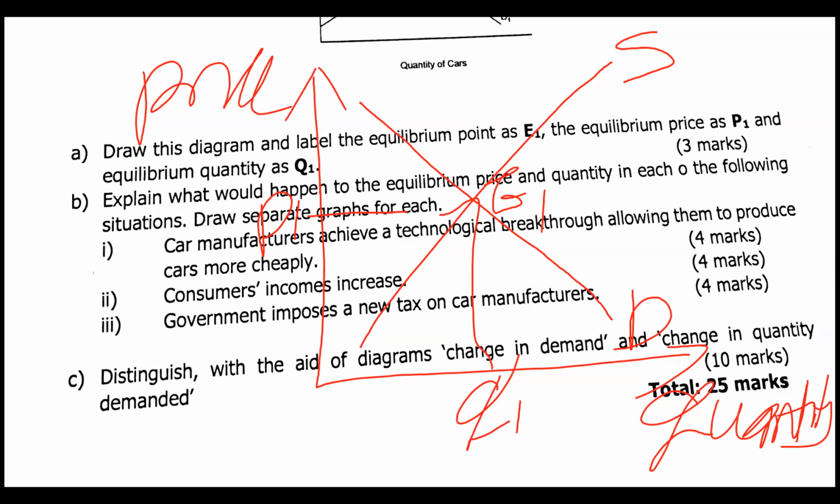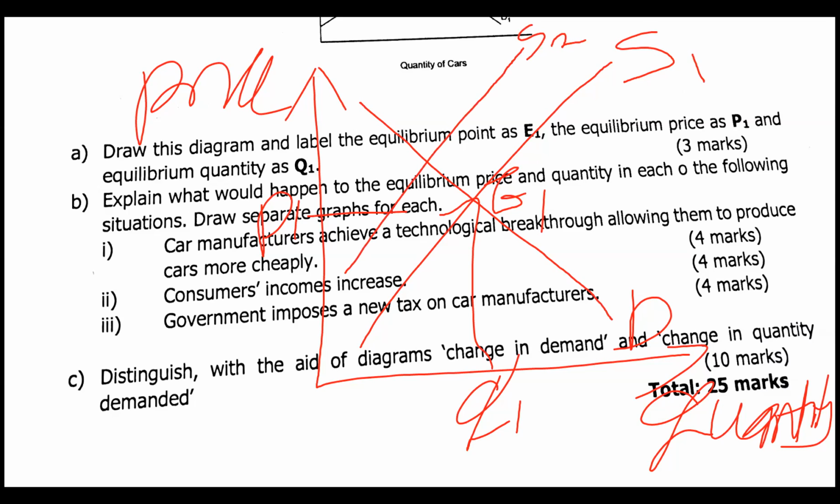The government imposes a new tax on car manufacturers. This tax is imposed on the producers. The question is, what does this factor affect? Is it affecting supply or demand? Supply, right. How does it affect supply? Increasing or decreasing? It will reduce. Taxes affect supply, so S2.